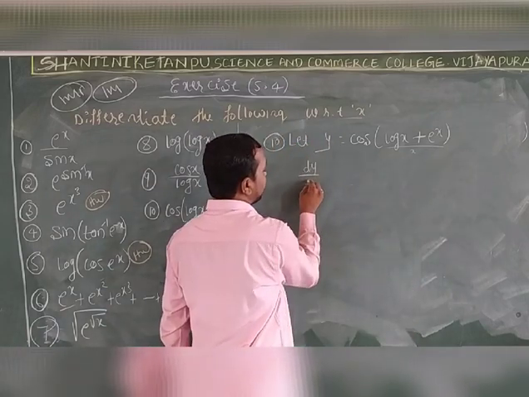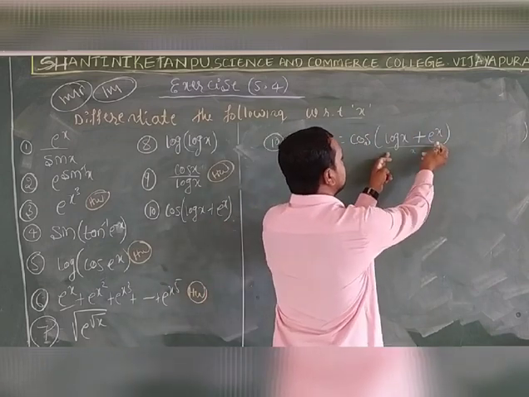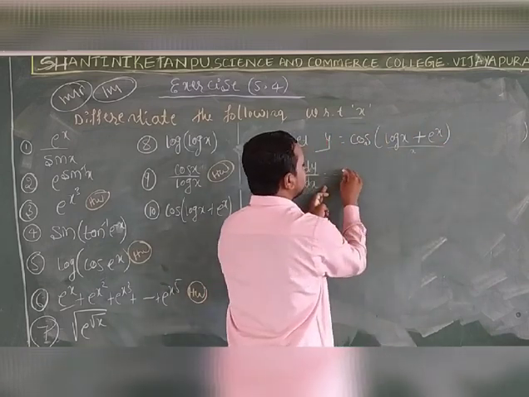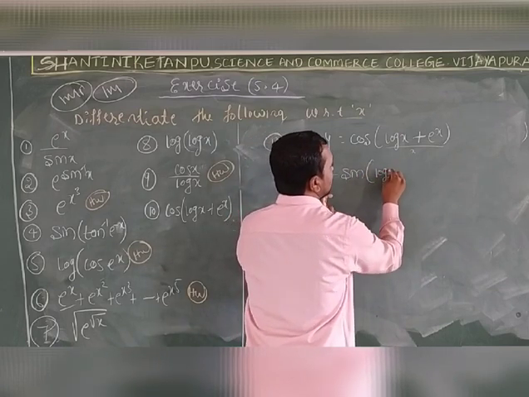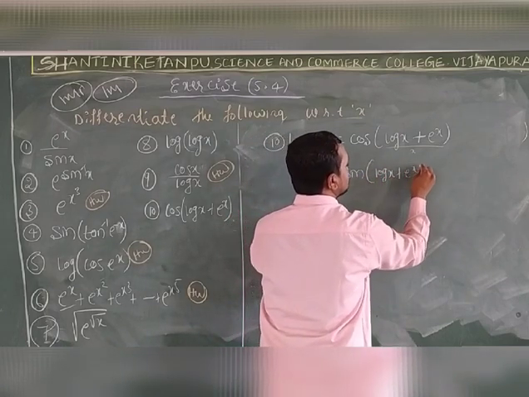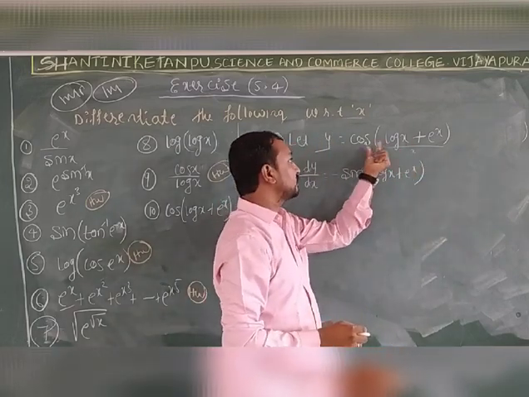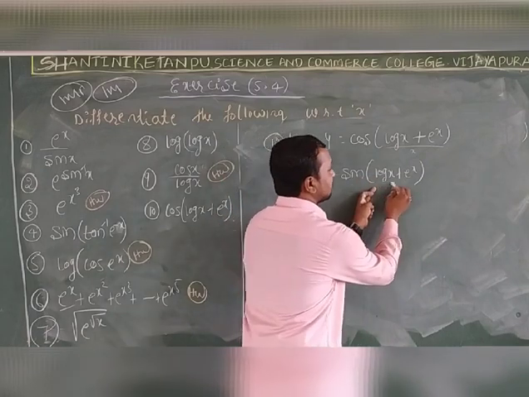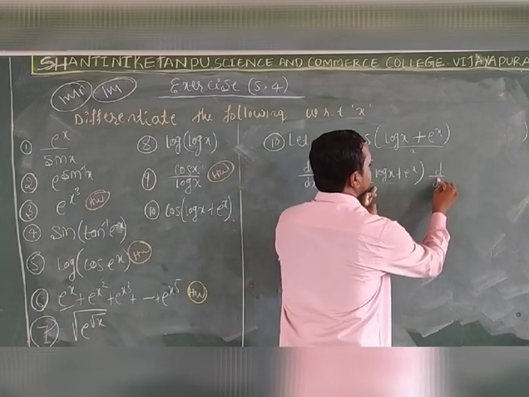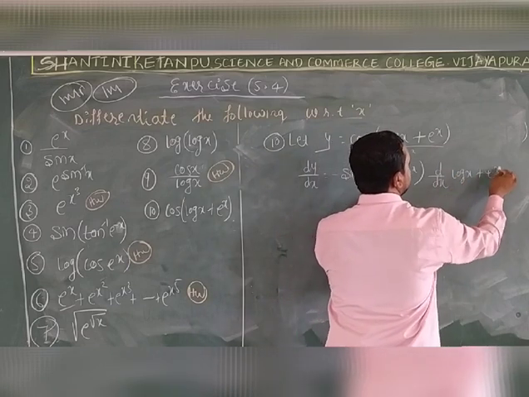So first apply. Then dy by dx is equal to the derivative of cos x. What is the derivative of cos x? Minus sin x. Minus sin of what is your x? x is log x plus e raised to x. So this is of the cos x form. The derivative of cos x is minus sin of x. Instead of x, what is there? This function, d by dx of log x plus e raised to x.